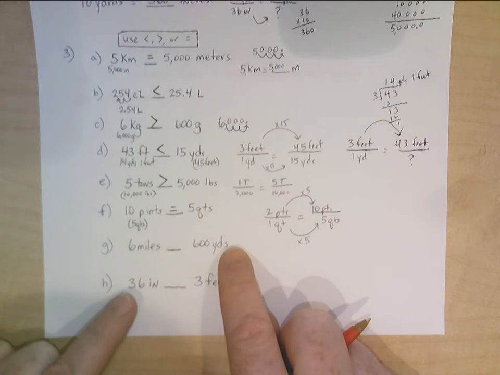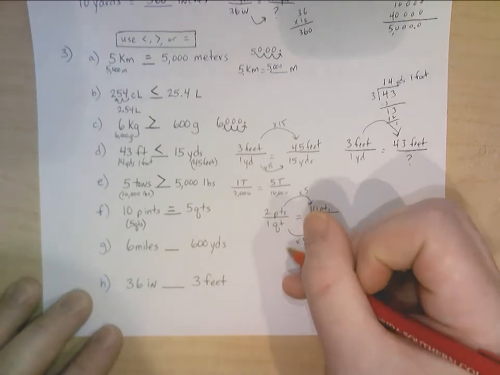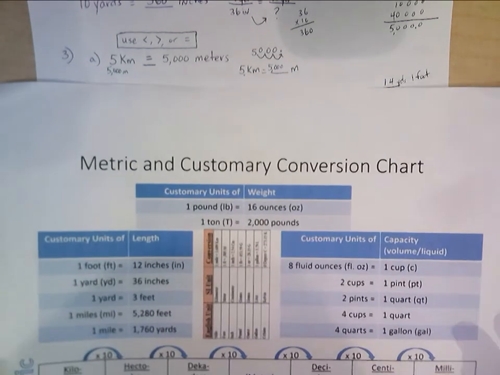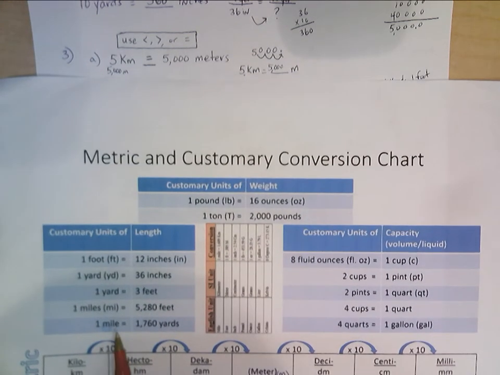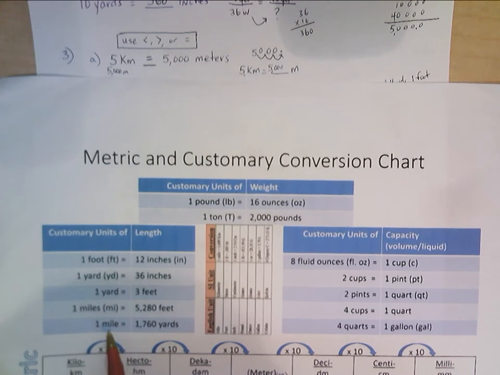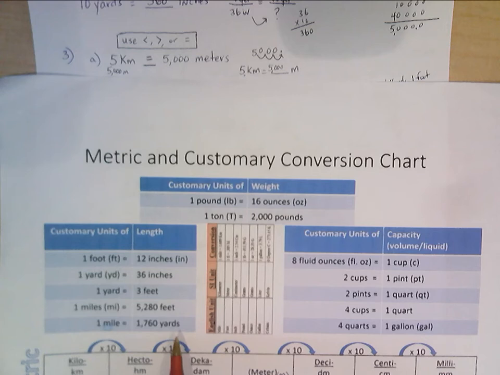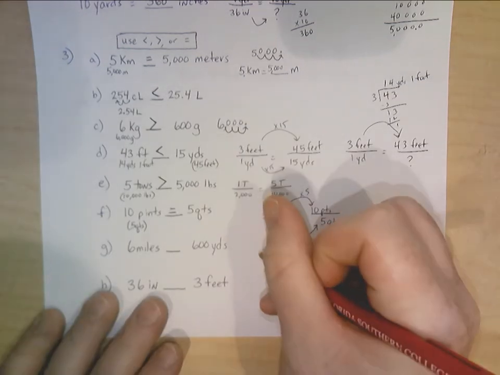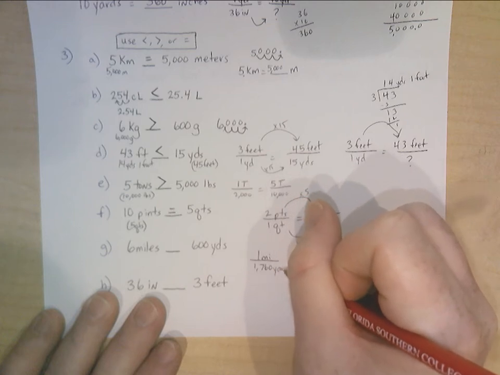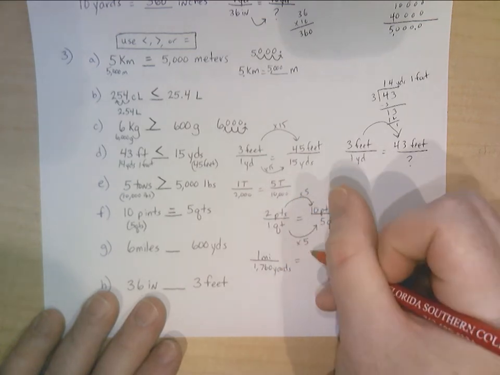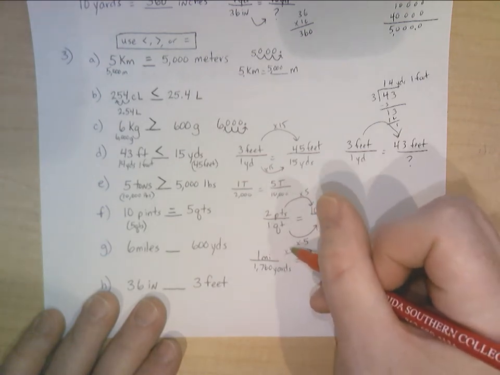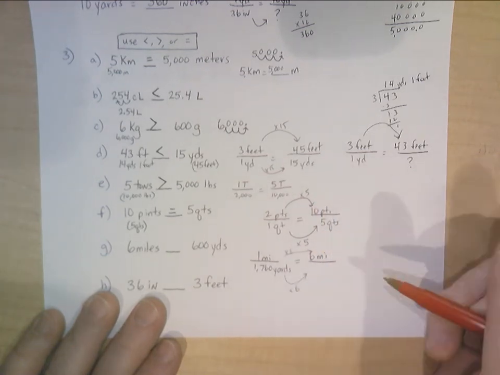Which one's bigger? Well, let's convert this to yardage. So if we look back at our conversion chart, we know that 1 mile equals 5,280 feet. But we don't need that one. We need this one. We need 1 mile equals 1,760 yards. So 1 mile, 1,760 yards. And if we convert that over to 6 miles, that means we're going to multiply this by 6 to get there.